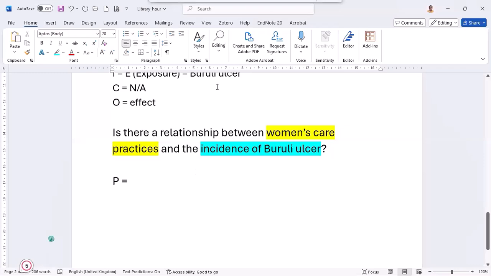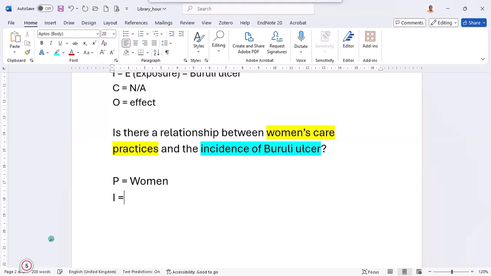Judith wants to speak. Women, very good. Judith, you can actually unmute and speak, please. The P is women. Women, okay. So then put women there. All right. What is our I?